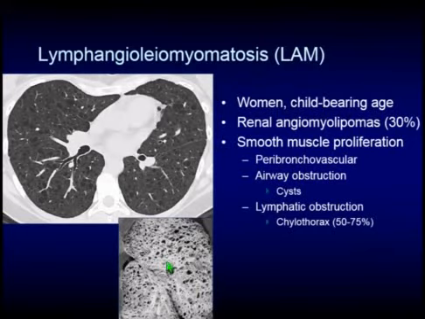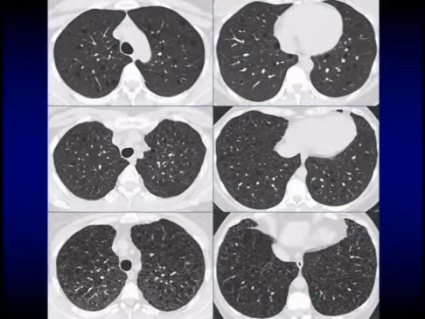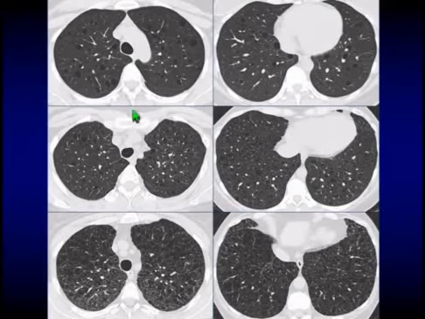Again, here you can see the gross specimen that goes along with the CT. You can see that the cysts are numerous and thin-walled, and in between those cysts, unlike Langerhans cell, you have fairly normal intervening lung. You may see nodules, but that's so exceedingly rare that you almost never see it. And because it's a cystic lung disease, in 30 to 40% of these cases the presenting sign may be a pneumothorax.